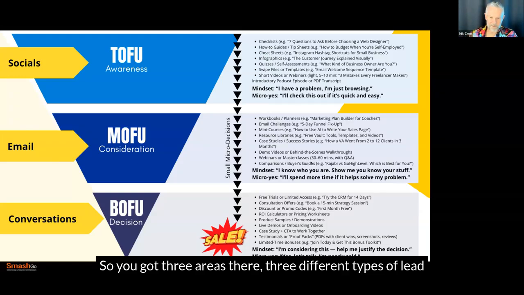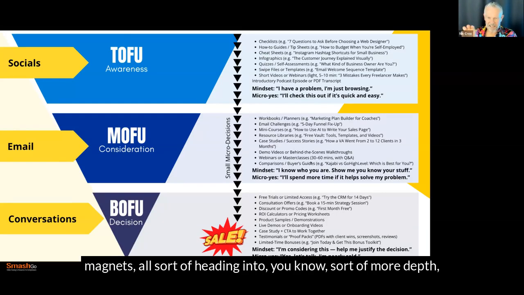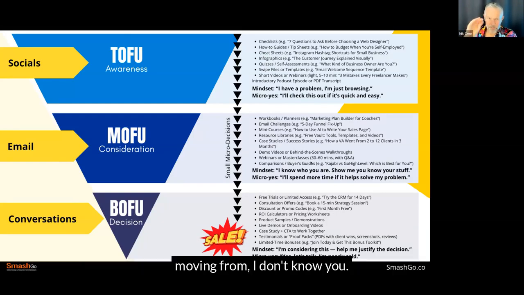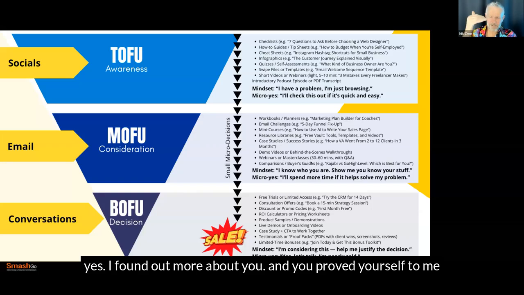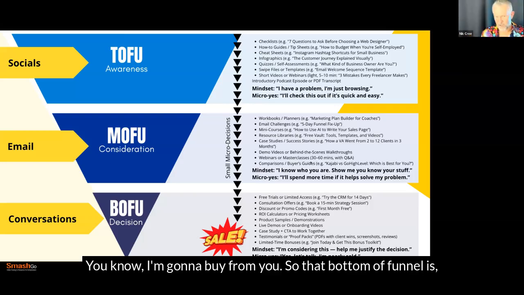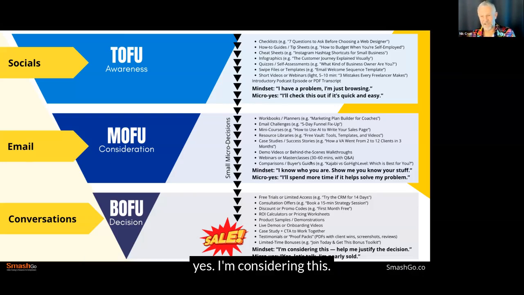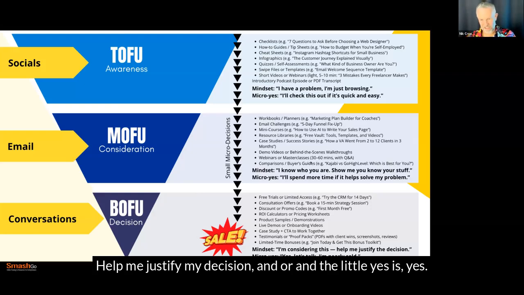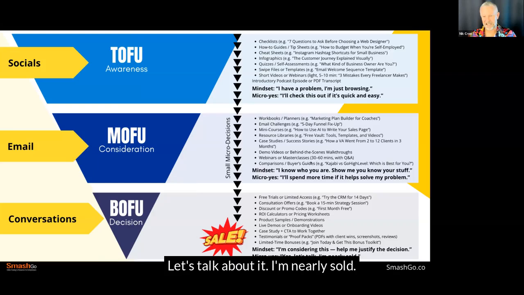So you've got three areas there, three different types of lead magnets, all heading into more depth, moving from "I don't know you," to "Yes, I found out more about you, you prove yourself to me," through to "Okay, I know who you are, I trust you, where do we go next? I'm going to buy from you." So that bottom of funnel is "Yes, I'm considering this, help me justify my decision," and the little yes is "Yes, let's talk about it, I'm nearly sold."